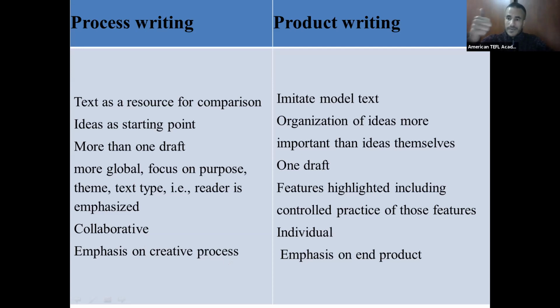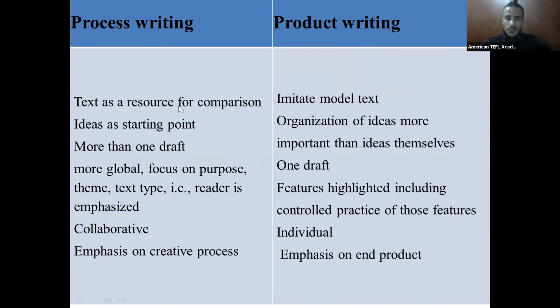In pre-writing, we have brainstorming, planning, then we have while writing. We have the first draft, second draft, then we have post-writing, we have editing, proofreading, and the final draft. It's a process. Now, product writing is you imitate a model text.